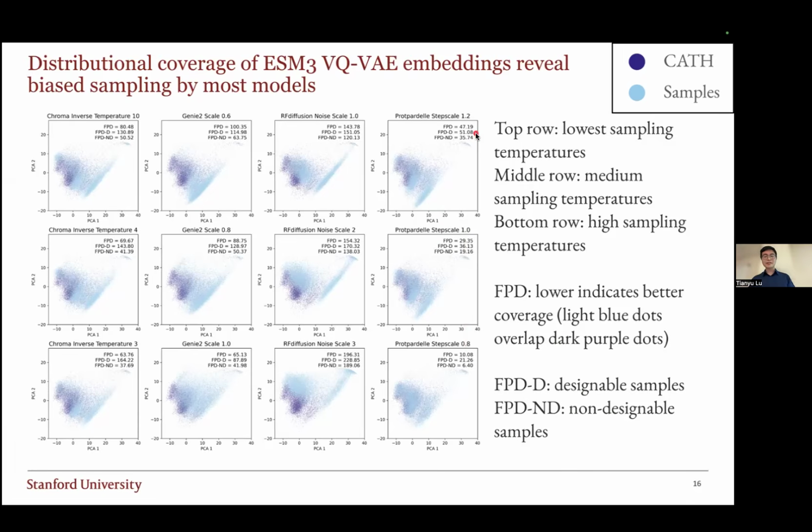What's reassuring is that for some of these models, as coverage improves, that FPD-D, that designable subset, the coverage of that also improves. But that trend is not the same for all of these models. So for example, for Proteina, the FPD-D goes from 51 down to 36, down to 21. But what you'll also notice is that the ND, which is the non-designable samples, that FPD is much lower. So it seems like to get better coverage, you just have to accept that a lot of your samples will be undesignable.